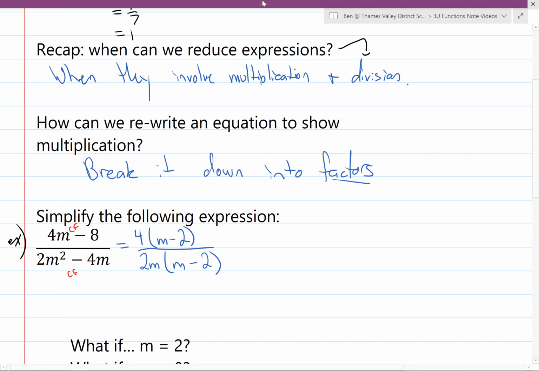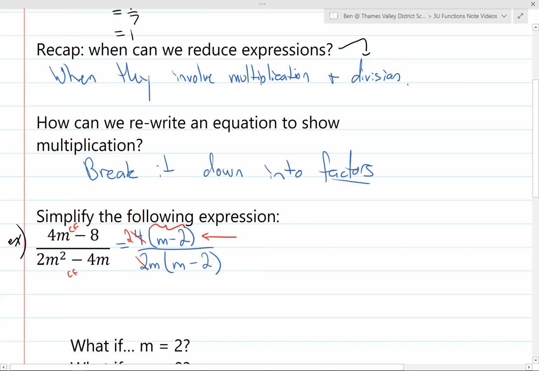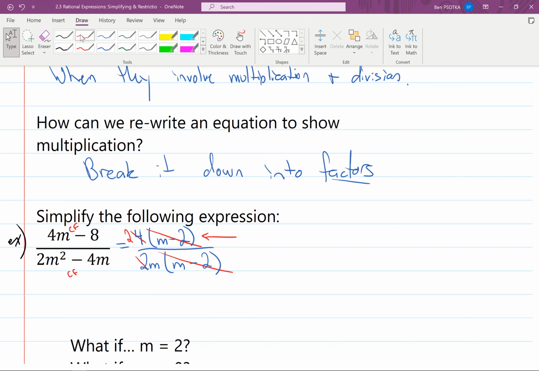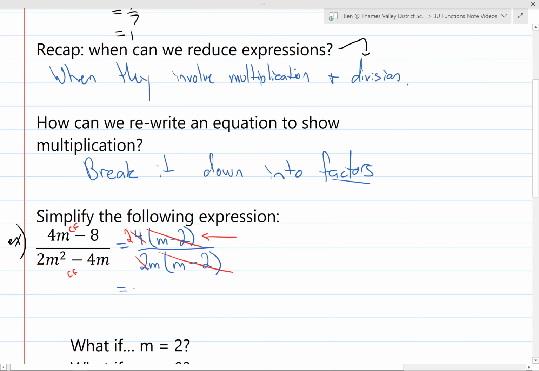Now, this is fantastic. I can start canceling things out. I know 4 divided by 2 equals 2. I see an m minus 2 factor, right? This entire thing is a factor, and because it's a factor, that's what I can cancel out. So I can cancel the m minus 2 in my numerator and denominator, leaving me with a final answer here of 2 divided by m minus 2.